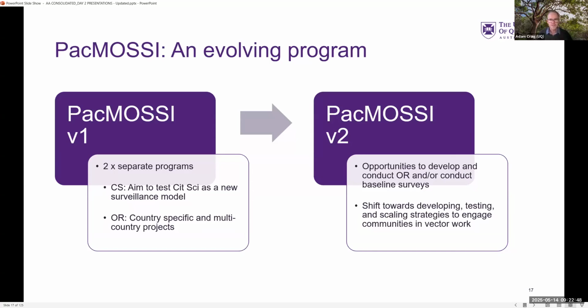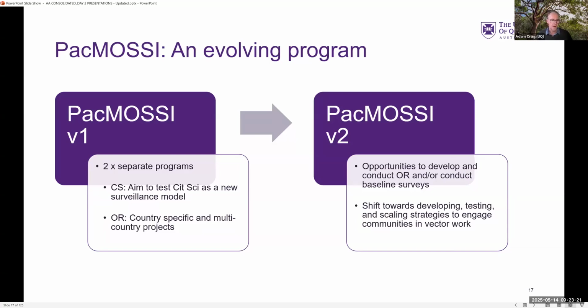That produced some good outcomes, but feedback from countries and the experience of PacMOSSI 1 was that, sure, citizen science is a good tool and it has some value, but really community engagement and community involvement in surveillance is where people were interested, and obviously that aligns with the global vector control strategy too. So a shift from this focus on one particular method to what works in a context will be seen in V2.